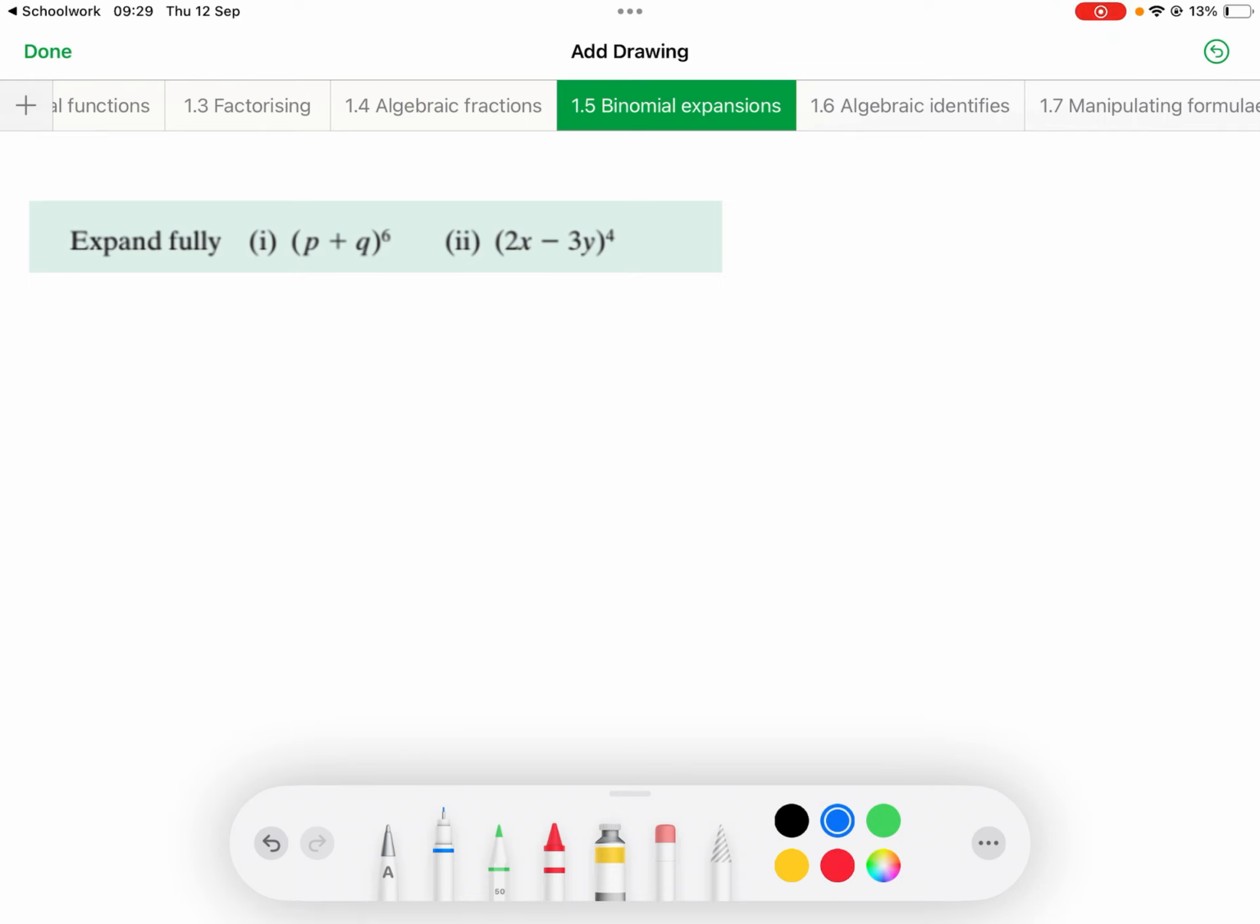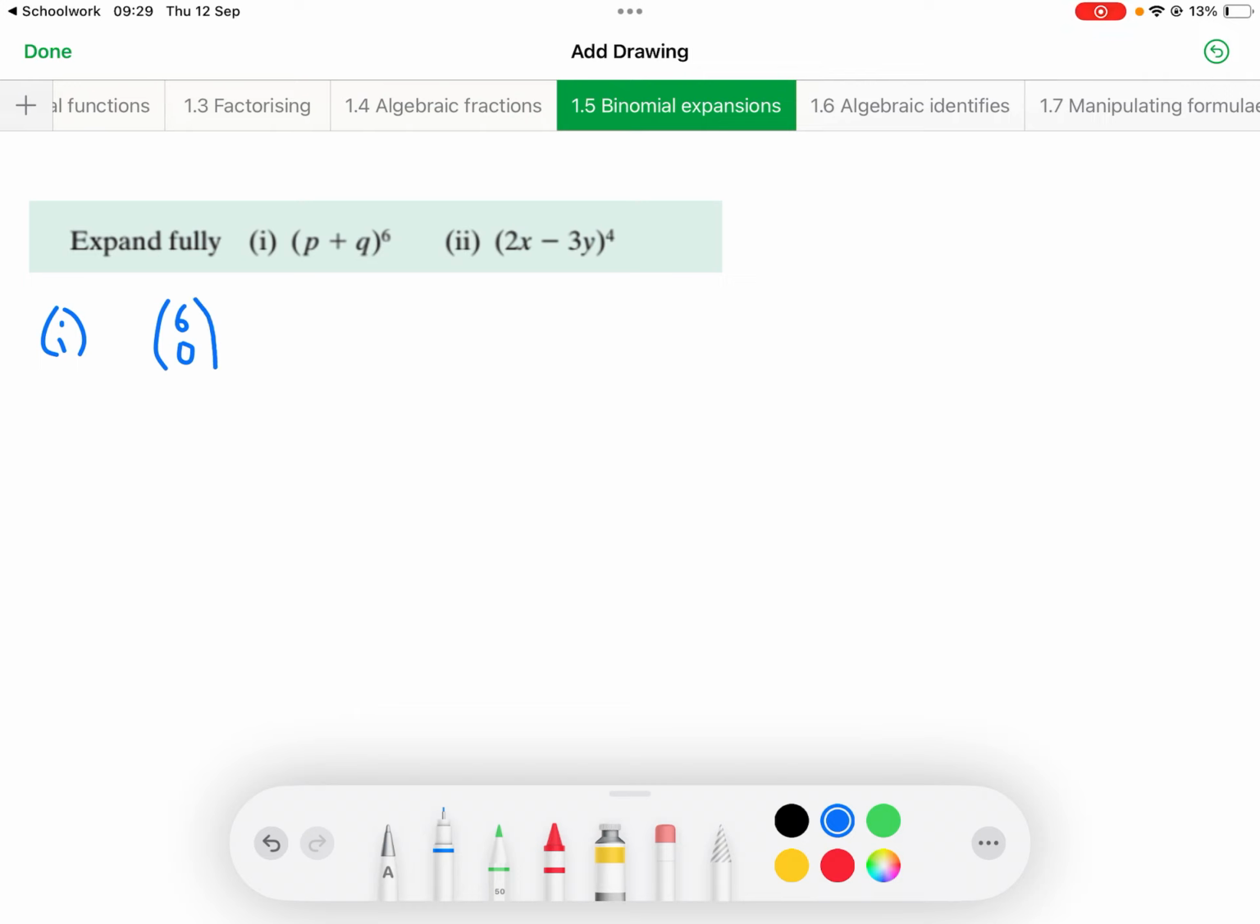Question 1. It says expand fully p plus q all to the power of 6. So in this case, we are going to start off, and our first term, or n, is 6. So it's 6 choose 0. And I'm just going to write it out. Normally it's easier to write the whole thing out first without your calculator, and then go back and use your calculator.